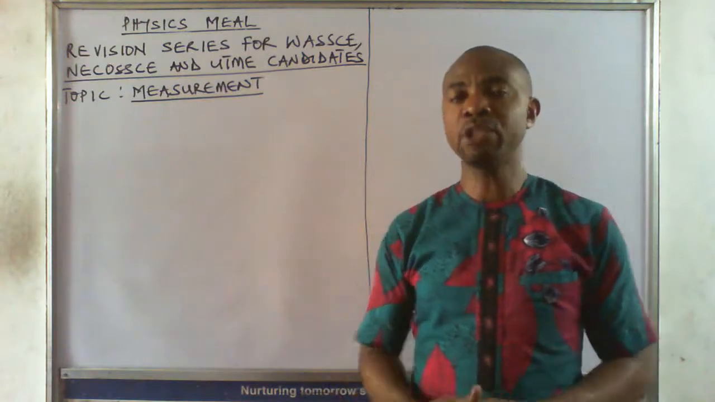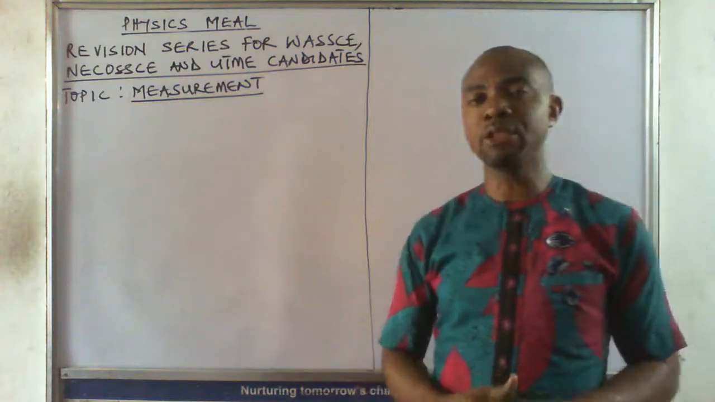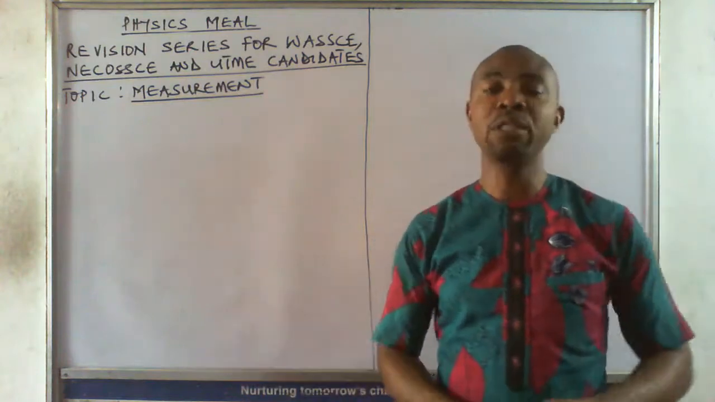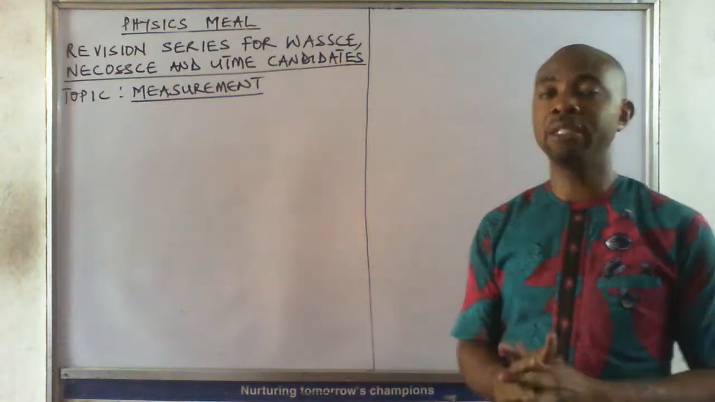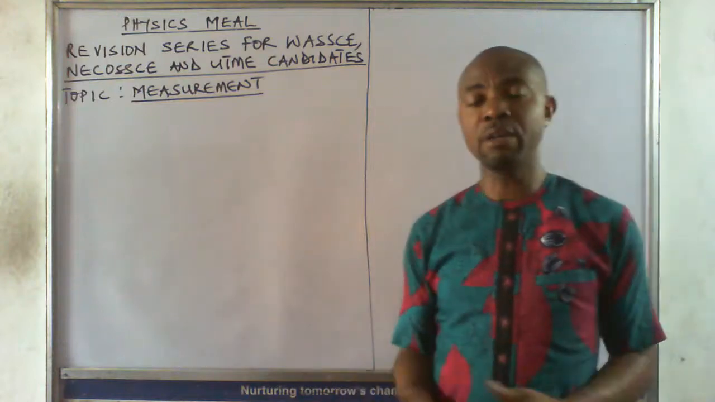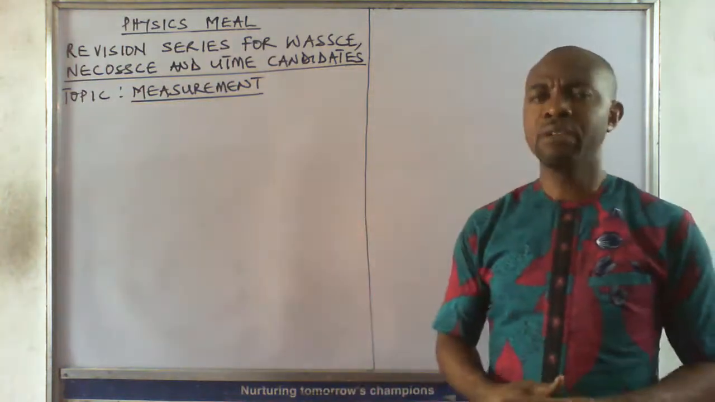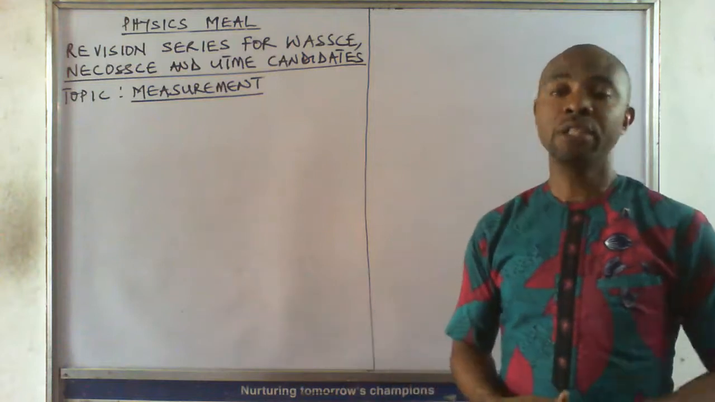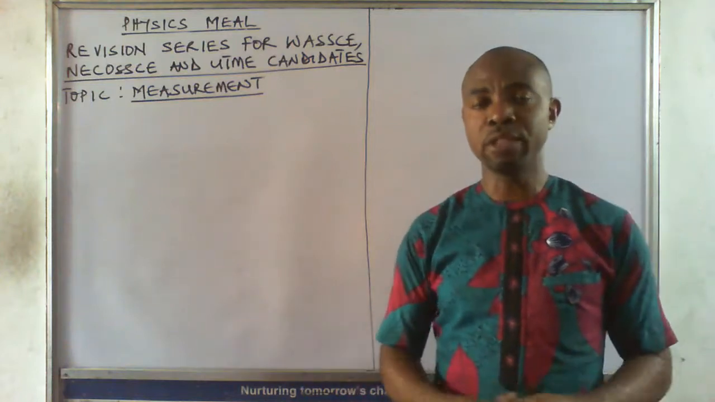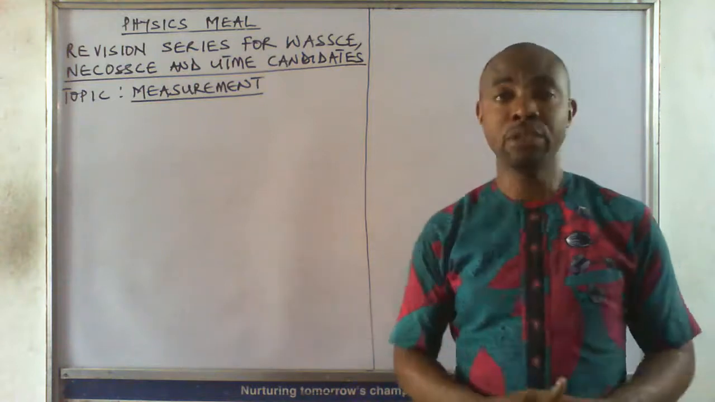Remember, we have started measurement already on this series, and we have looked at the basic terms associated with measurement, talking about quantities, dimension, and units. We mentioned the fundamental quantities and derived units. We also described dimension and units, and we also looked at various dimensional analysis, that's finding the dimensions and units of derived quantities. It's important that you watch the previous videos on this series.